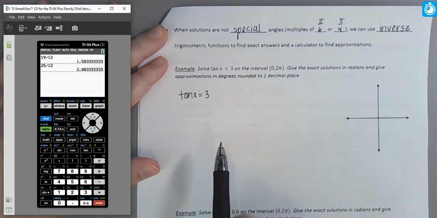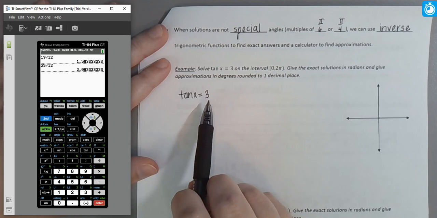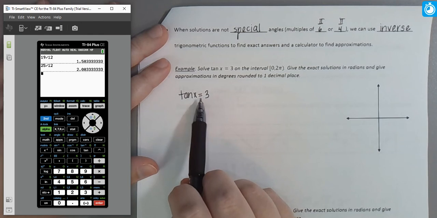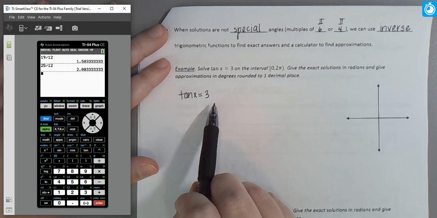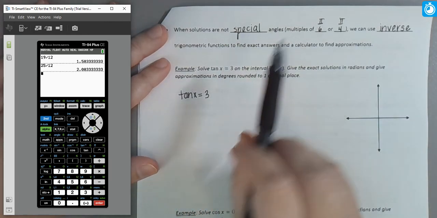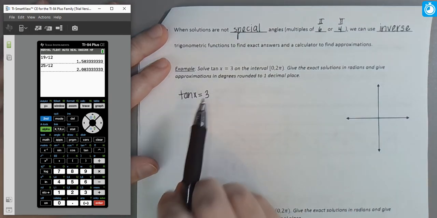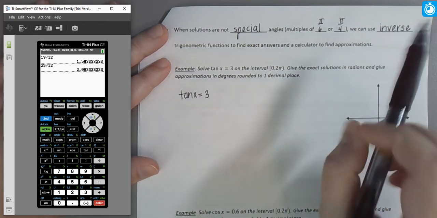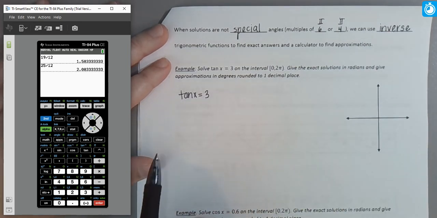Now, I know if I look at the unit circle, I have locations where tangent would be equal to the square root of 3, or maybe the square root of 3 over 3. But I can't readily identify any location on the unit circle where I take the ratio of sine and cosine and end up with a value of 3. So this equation falls under that situation where we're not going to find a special angle, something that's a multiple of pi over 6 or pi over 4, that solves this equation. So our only option to isolate x is going to be to get rid of our tangent function using its inverse. So in order to get rid of tangent, I have to use the inverse tangent.